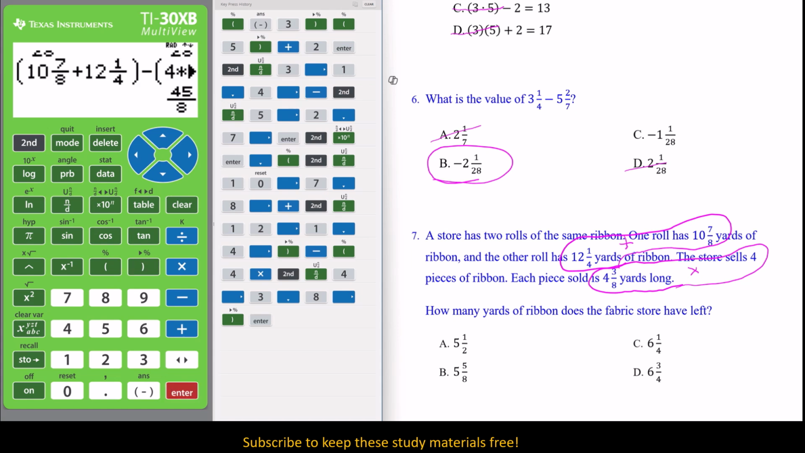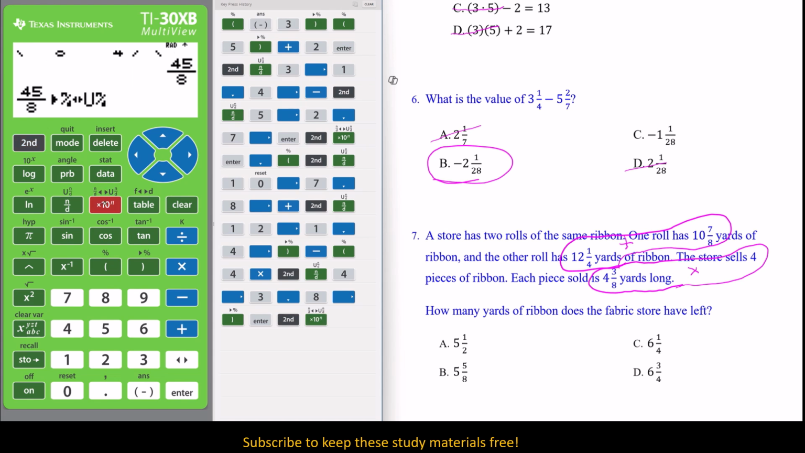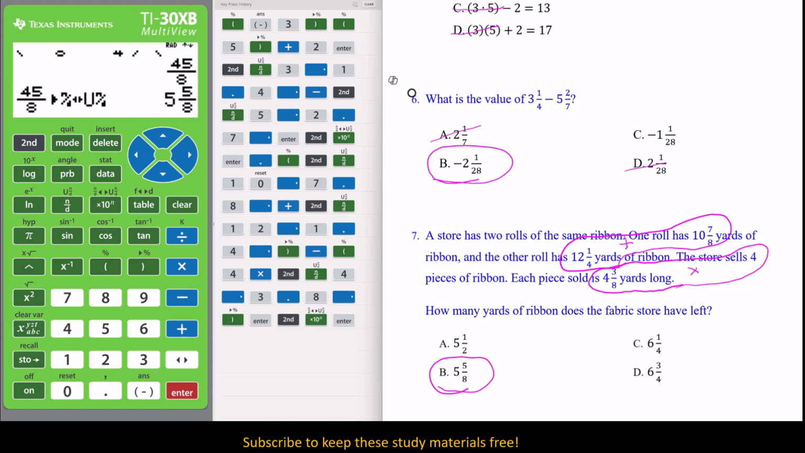So let's push enter. Well, that's not an option. However, remember what we do. We use the second, and the button we push is actually the scientific notation, but above it is the toggle option. So what we've done is say, I want to go, because that'll get me back and forth, okay? So I'm going to my mixed number, push enter. There we go. Option B is the correct selection.